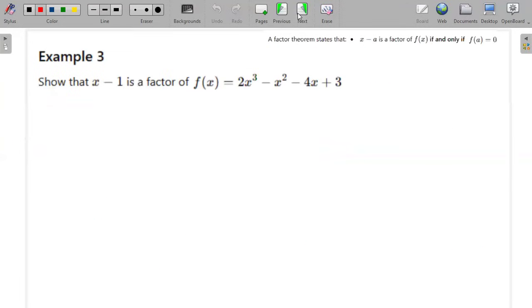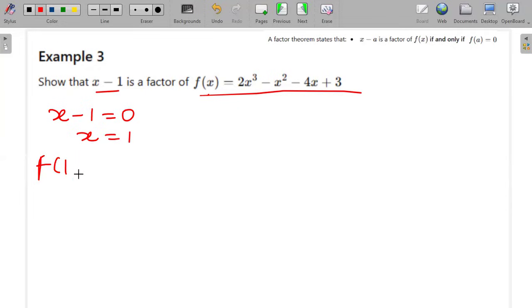Now let's look at how we can use this factor theorem. So we have example 1 here. They're saying, show that x minus 1 is a factor of this function here. So what do you think we do? We first equate x minus 1 to 0. So for x, we're going to get 1. If this is a factor, then f of 1 should be equal to 0. So let's see if f of 1 will be equal to 0. If it is equal to 0, then we confirm that this is a factor. If it is not equal to 0, then we're going to say this is not a factor.